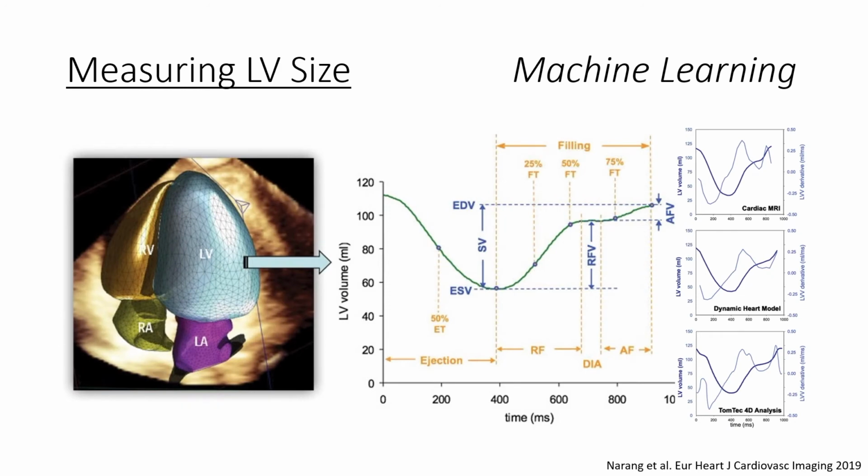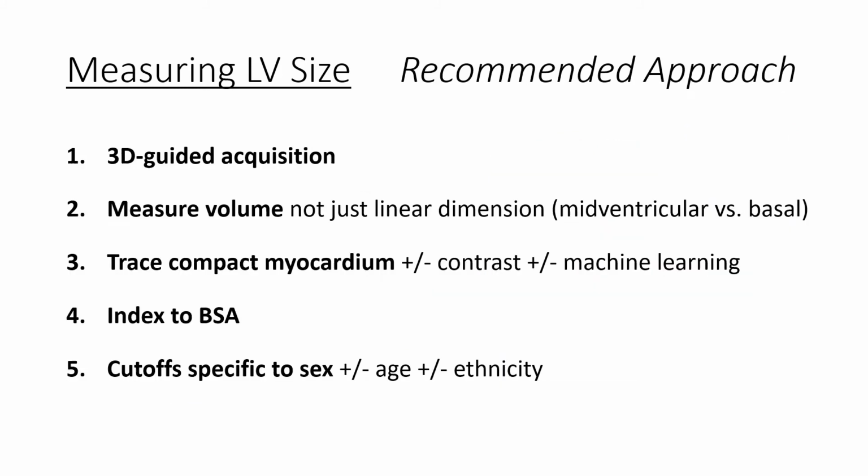What may also be of great help moving forward in the future is machine learning to better delineate and define these contours using computer vision. And here we have one such algorithm where it's been used to model not only the LV, but the LA, RA, and RV with volumes over time that can give quite useful information.